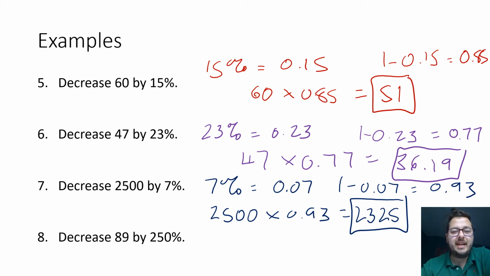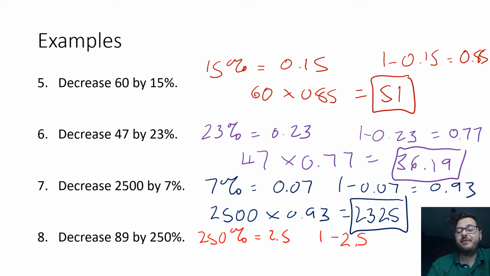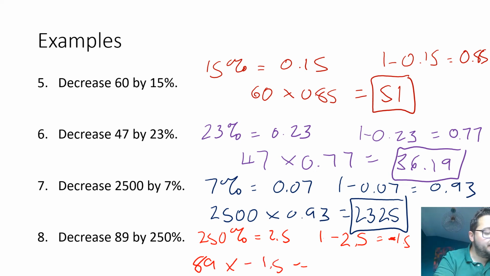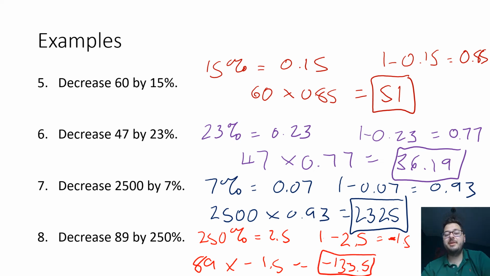All right, and then the last one, just a slightly trickier one. We want to decrease 89 by 250%. So remember that 250% was 2.5. And then 1 minus 2.5, again, if you've got a calculator, just use it for every sum that you get in that paper. We're going to end up with a negative number. We're going to end up with minus 1.5. So what we want to do is 89 times minus 1.5, and that gives us minus 133.5. Okay, so it's been decreased so much that it's become a negative number.